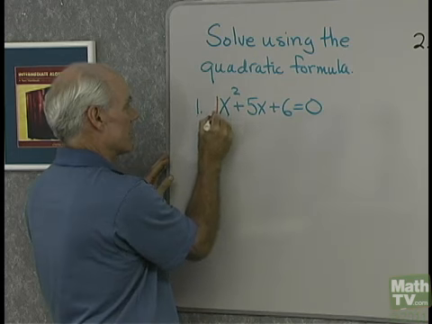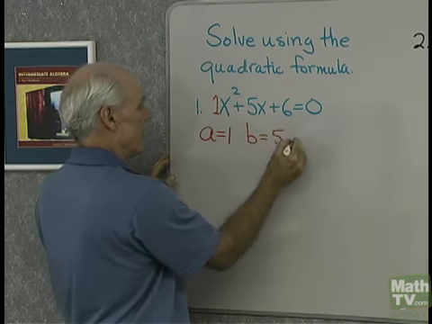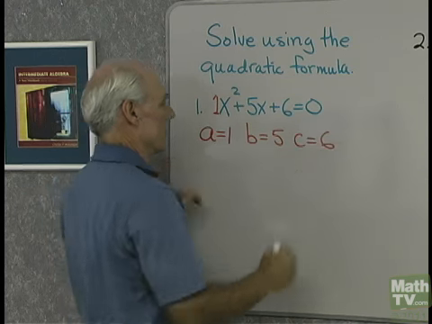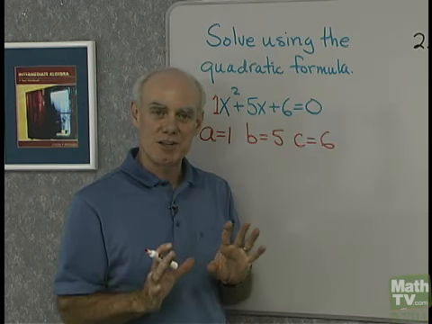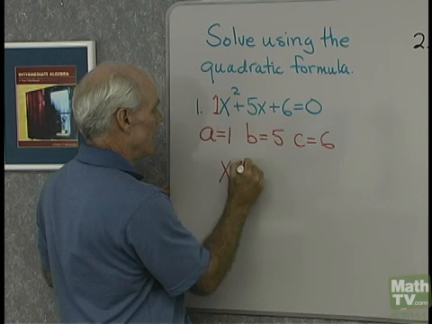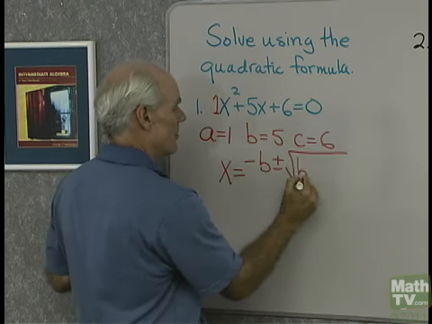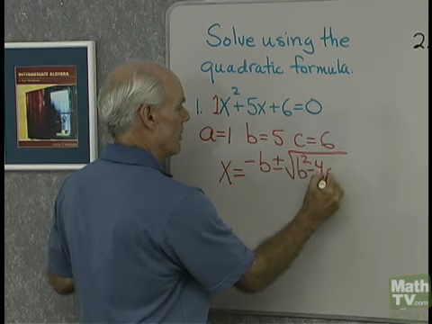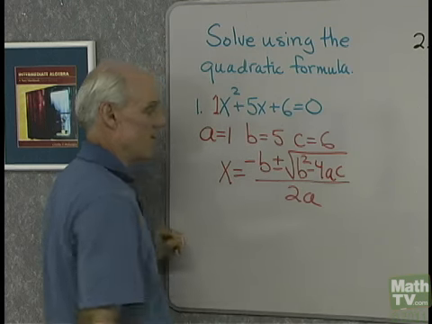A is 1, that's the coefficient of the squared term. B is equal to 5, and c is equal to 6. So a is 1, b is 5, c is 6. Now, we have to have memorized the quadratic formula. I'll write it down here. x is equal to negative b plus or minus square root b squared minus 4ac, all divided by 2a.